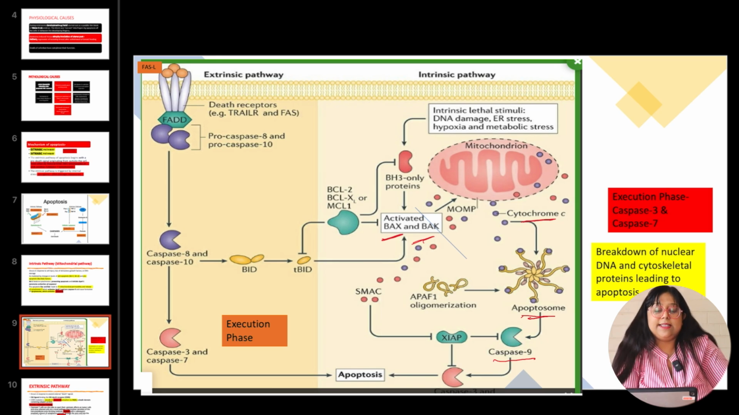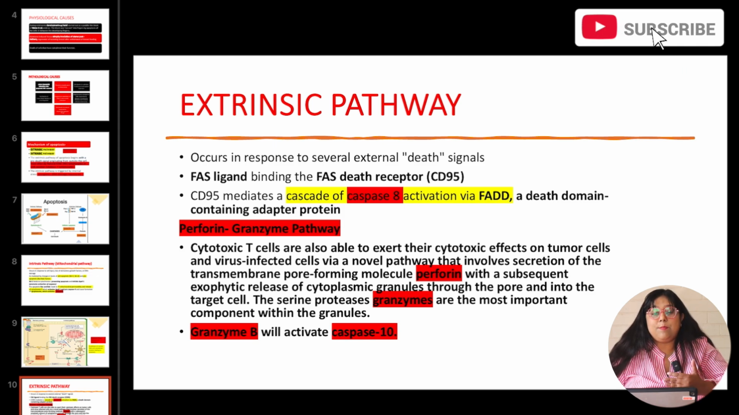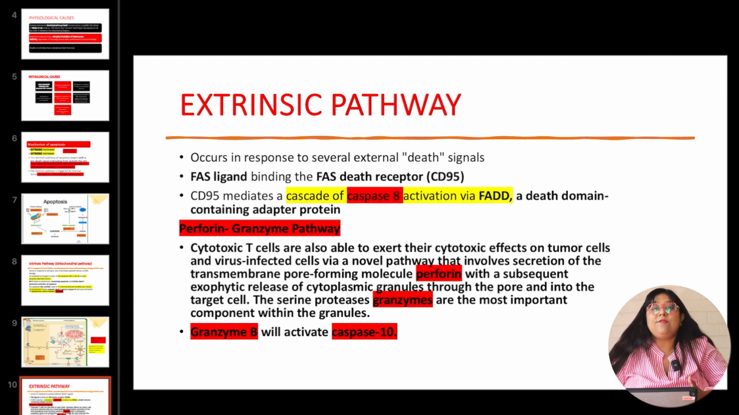Let's talk about the extrinsic pathway now. So what happens in the extrinsic pathway? Well, there are death signals from outside the cells which trigger the extrinsic pathway. In this, there is a Fas ligand which comes and binds with the Fas death receptor. The Fas death receptor is also referred to as CD95. This CD95 mediates a cascade of caspase 8 activation via the Fas associated death domain containing adapter protein. I will be discussing this further in the next slide, where I will show you how it happens.